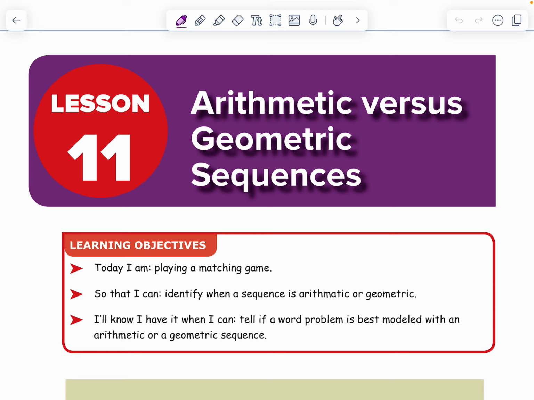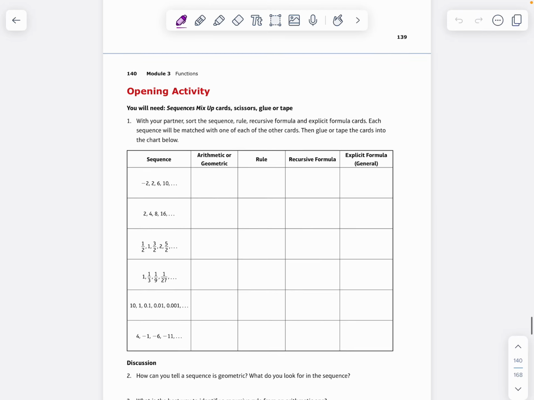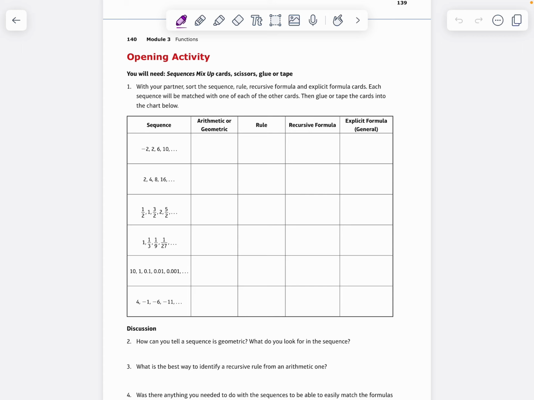Today we are looking at lesson 11. You've learned about arithmetic sequences, geometric sequences, and now we just need to practice knowing the difference, identifying them. So we're going to turn to the next page, the opening exercises right here. We're going to compare these sequences, figure out which type they are, figure out how it's changing, and then write recursive and explicit formulas. All right, so let's take a look at the first one.